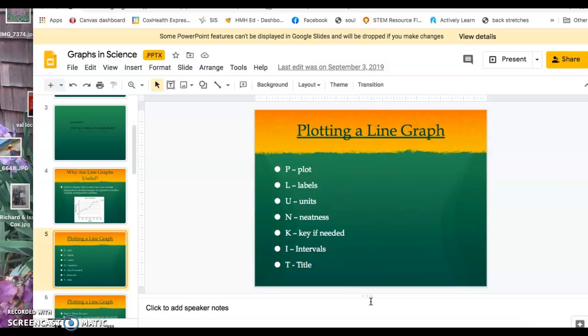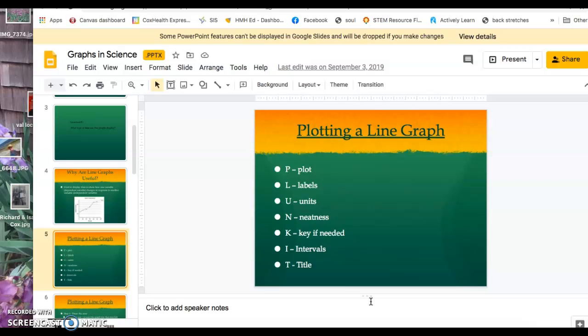So your intervals need to be written down. So you go 2, 4, 6, 8, 10, and so on. Or you go 5, 10, 15, 20. Or you go 100, 200, 300. Make sure that they're even. Now, when I say even, I mean even per side.